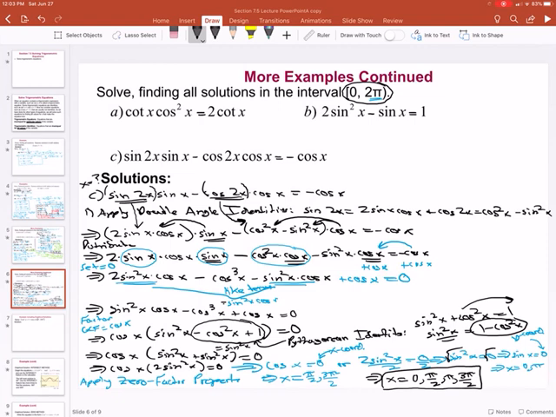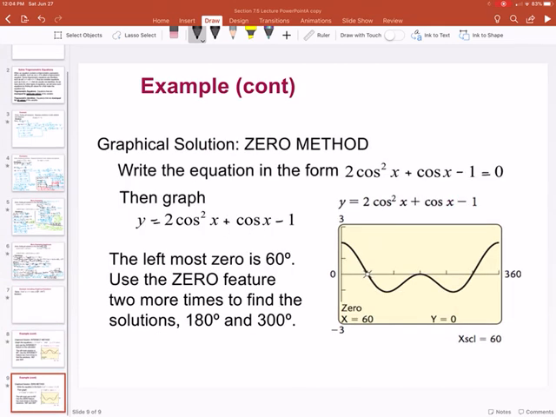So I hope that helps you in solving algebraically. There are some good examples. I like that one just because it reviews a little bit with our identities. We had to apply our double angle identities. We had to do some algebra. We had to combine some like terms. We had to factor.